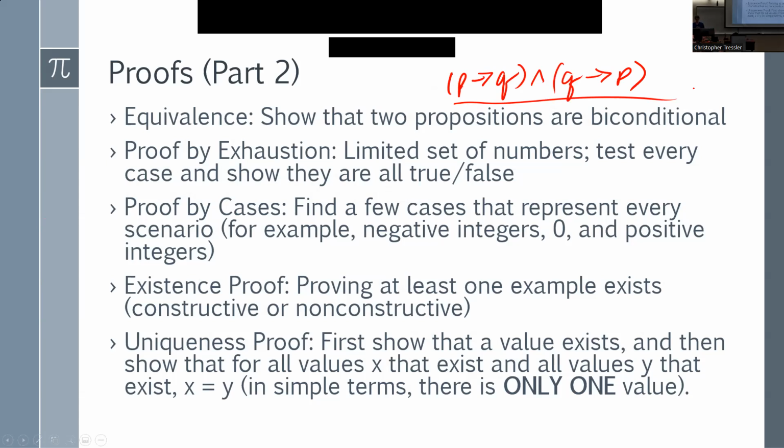Then you have a proof by exhaustion. Let's say you have a domain. In the problem, it says you want to do all integers. Let's say we had all positive integers less than 4, right? Now, what would this actually be for our set? What numbers would be included in this?